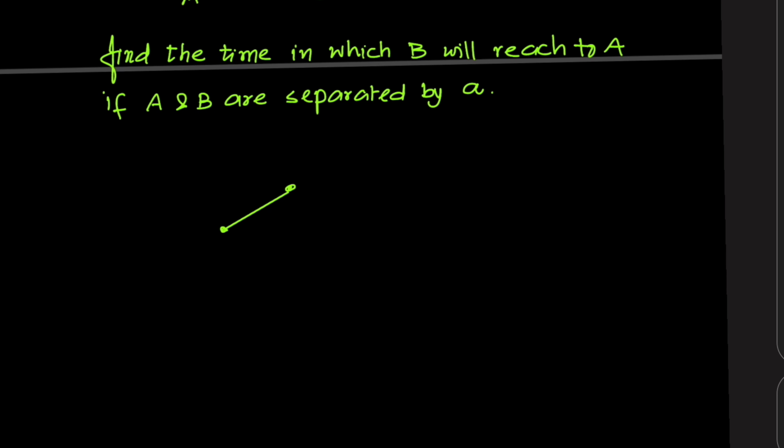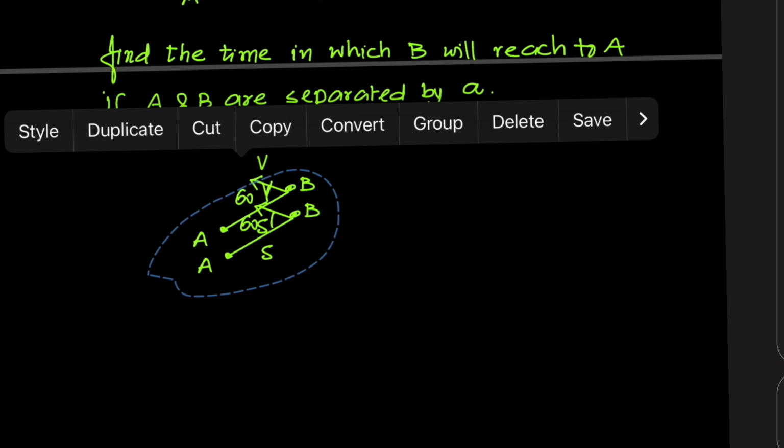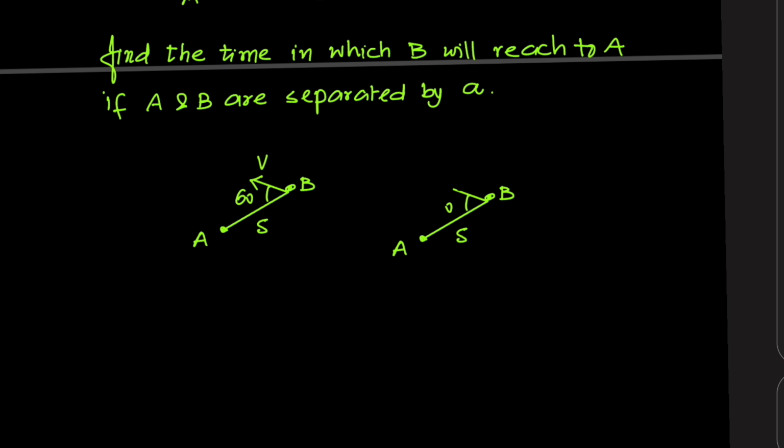Suppose A and B are in general positions, separated by a distance s, and V has components V cos 60 and V sin 60. If we do the components, one will be V cos 60, the other will be V sin 60. V sin 60 we can ignore, being perpendicular to AB, so I am just deleting it. V cos 60 is in such a direction that it will decrease the separation, so it will come with a minus sign.